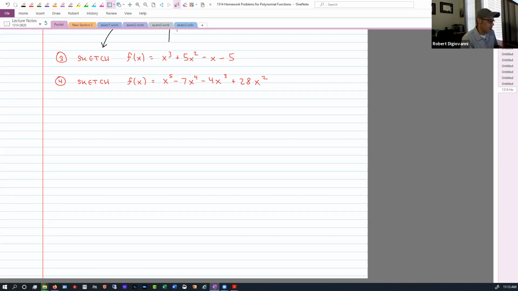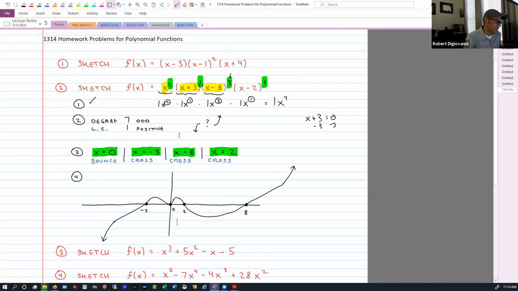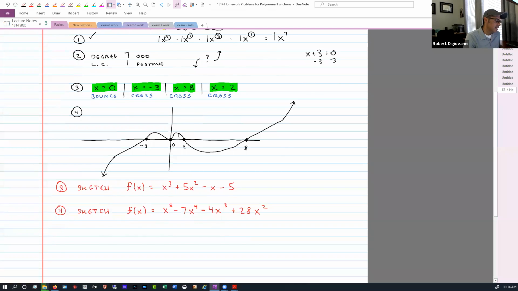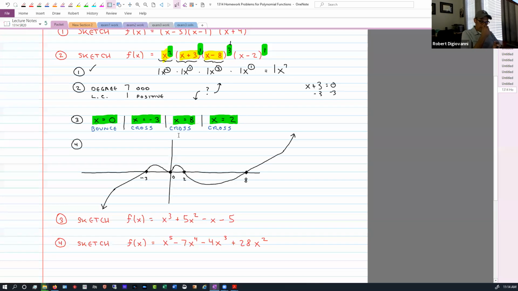Okay, so this number 4. What is the big difference between number 2 and number 4? Number 2 is factored. Number 4 is not. And I told you last time, there's pros and cons. When it's factored, the easy part is the x-intercepts because you can just set each of the factors equal to 0 and you're done. The harder part is figuring out the degree and the leading coefficient. Whenever it's not factored, like number 4, the easy part is the end behavior, the leading coefficient and the degree. The hard part is the x-intercepts because you have to actually factor it.